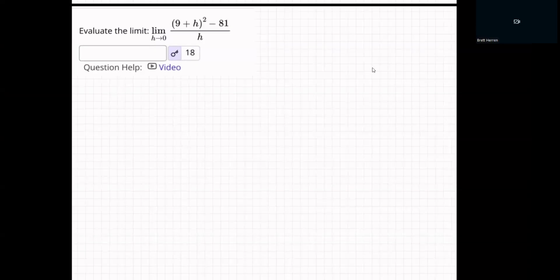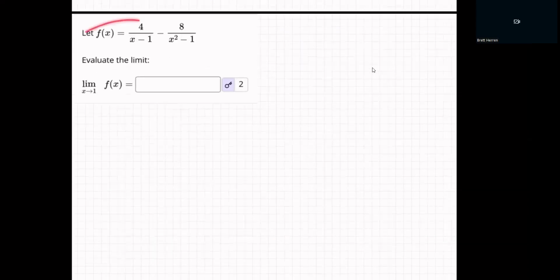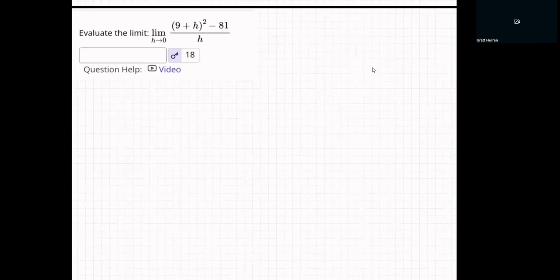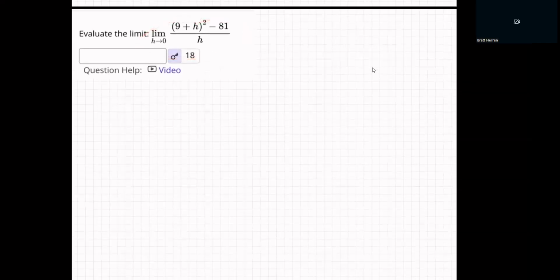Okay, so I'm going to show two problems here. So there's this one, and then there's this one. So first we'll start with this one. A good first place to start is just try saying limit as h goes to zero. So just try plugging in zero. But if you do, you can see it's not going to work.